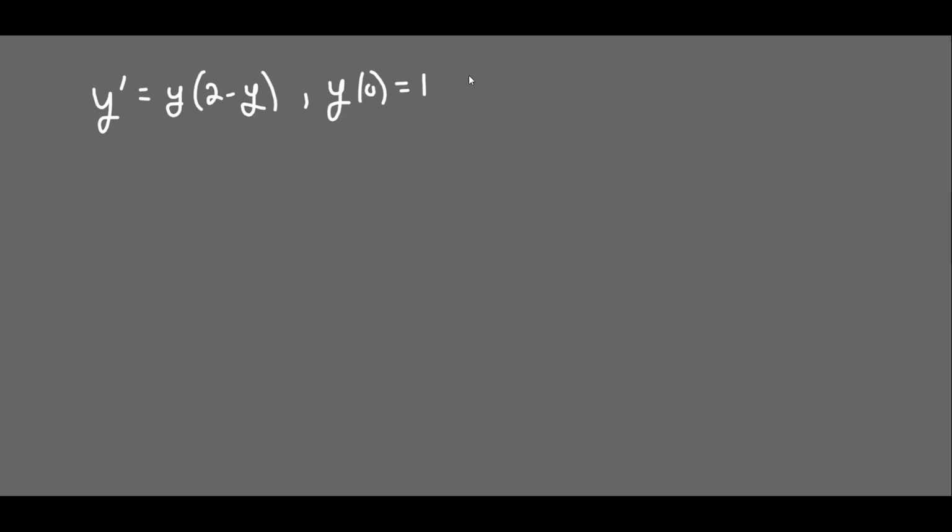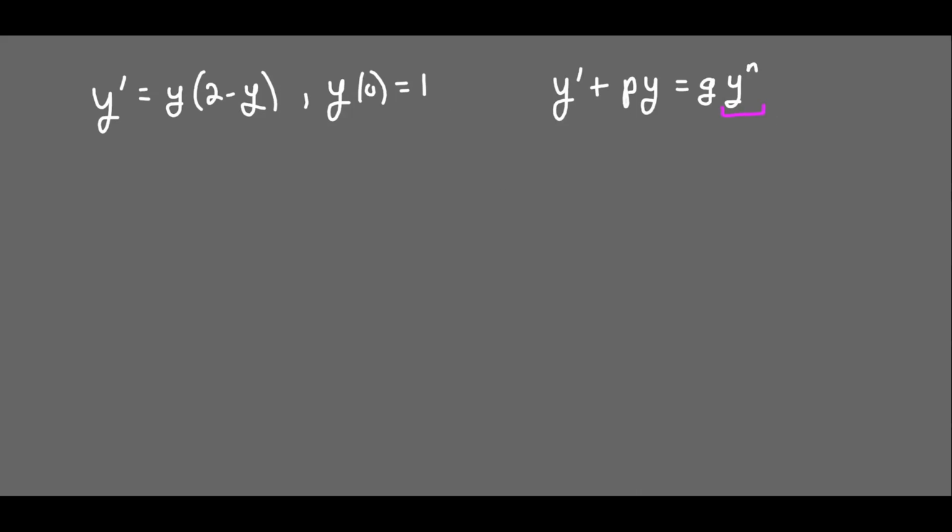The generic Bernoulli form is y prime plus p times y equals g times y to some power n. And this is really the part that makes it Bernoulli, the y to the n. So that makes it nonlinear if n is bigger than 1.